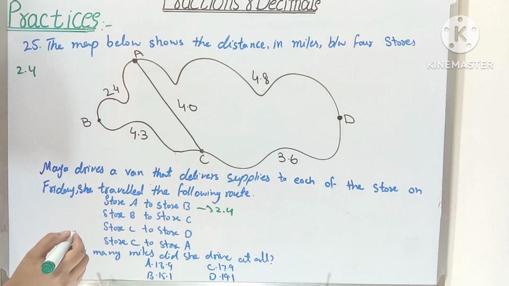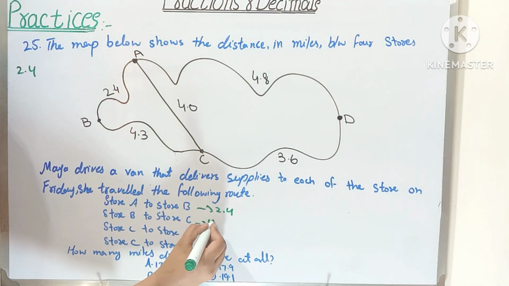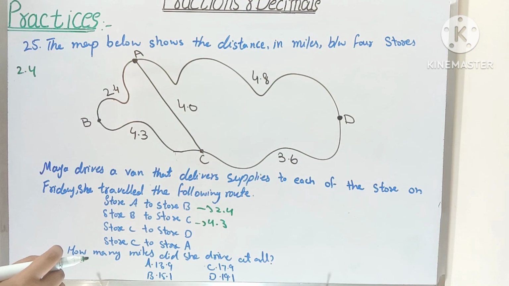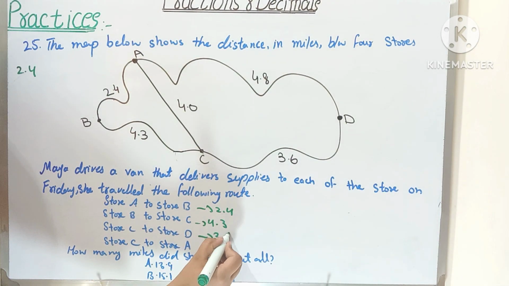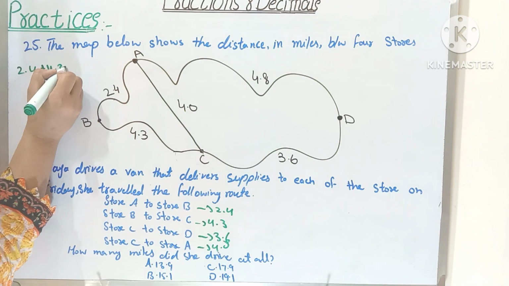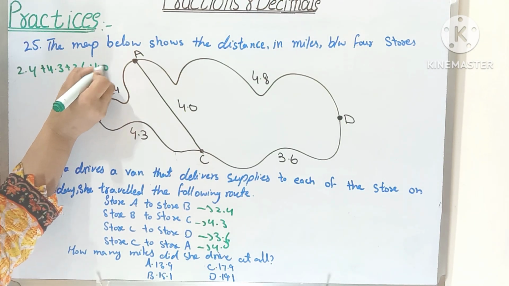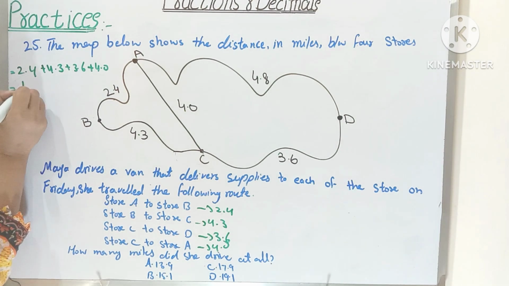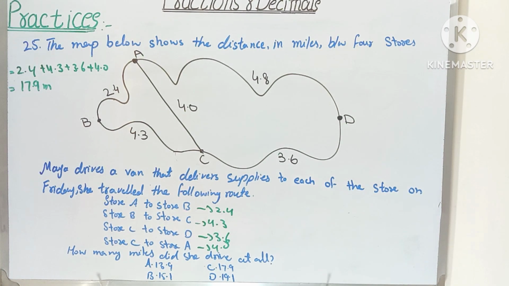Then store B to store C, 4.3. Then store C to store D, 3.6. Store C to store A, 4.0 miles. Total distance traveled: add up all these segments, 2.4 plus 4.3 plus 3.6 plus 4.0, which is 17.9. Maya traveled 17.9 miles in total on Friday. It corresponds to option C.